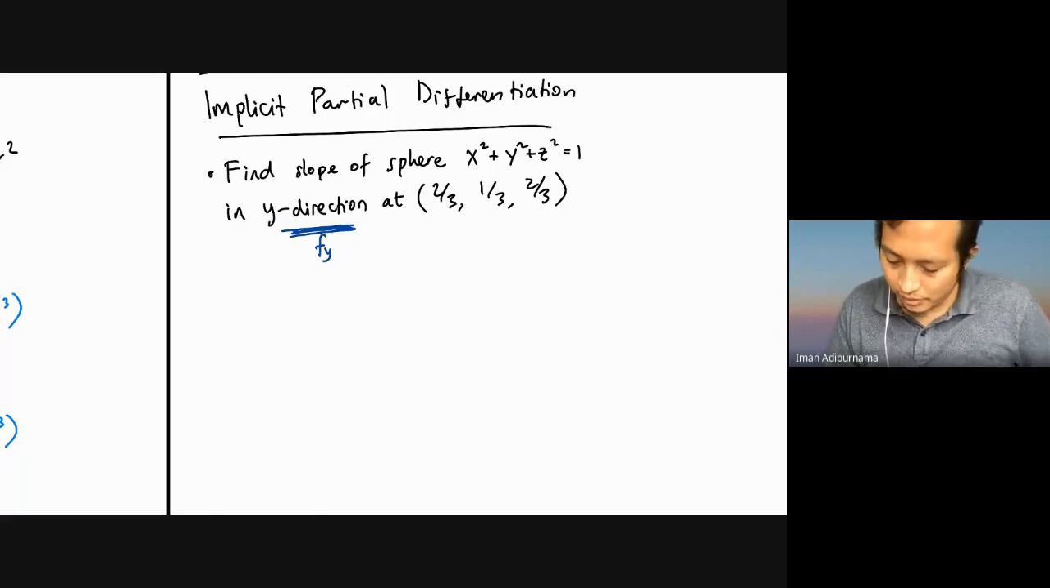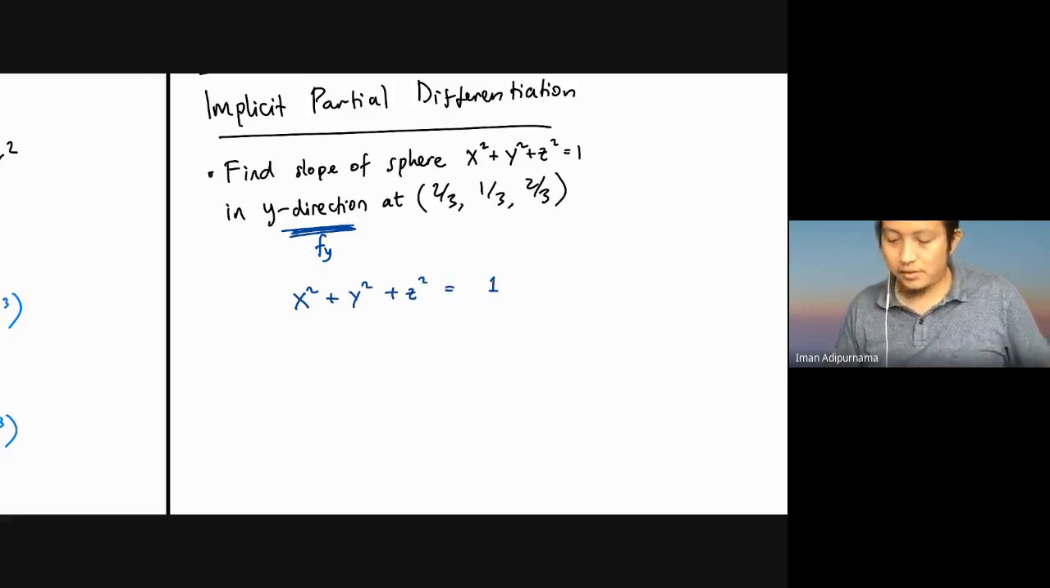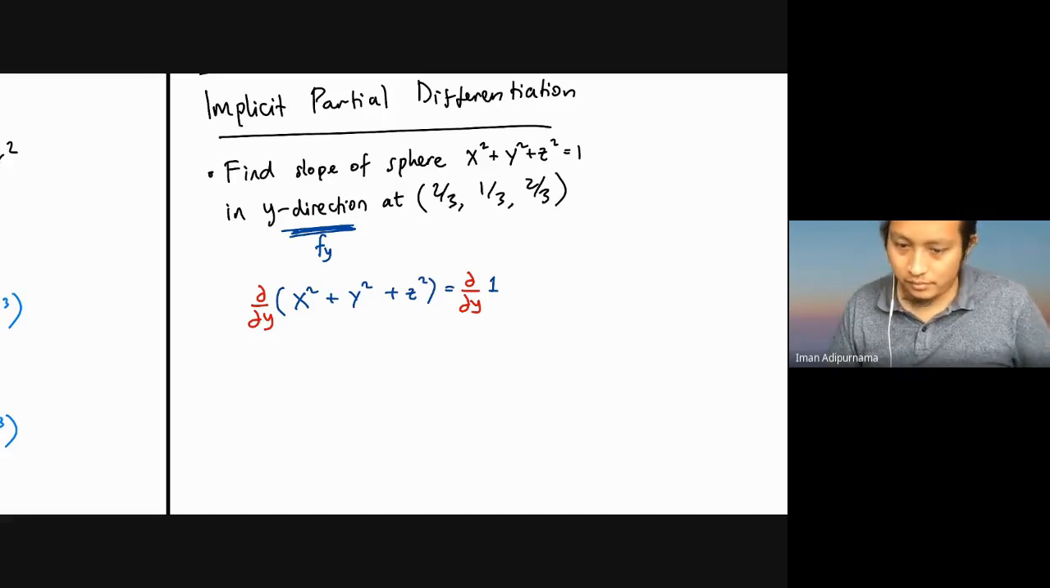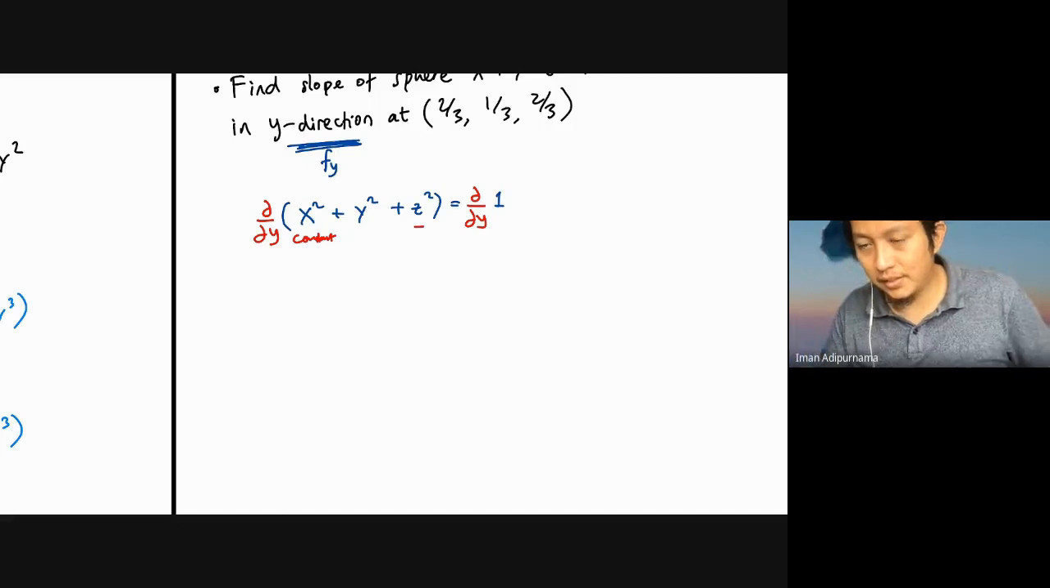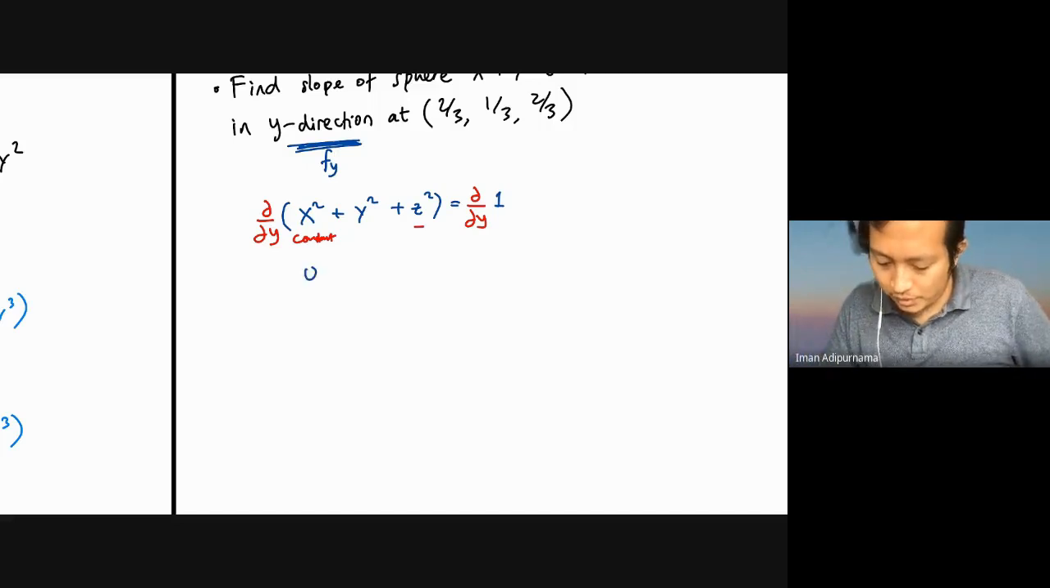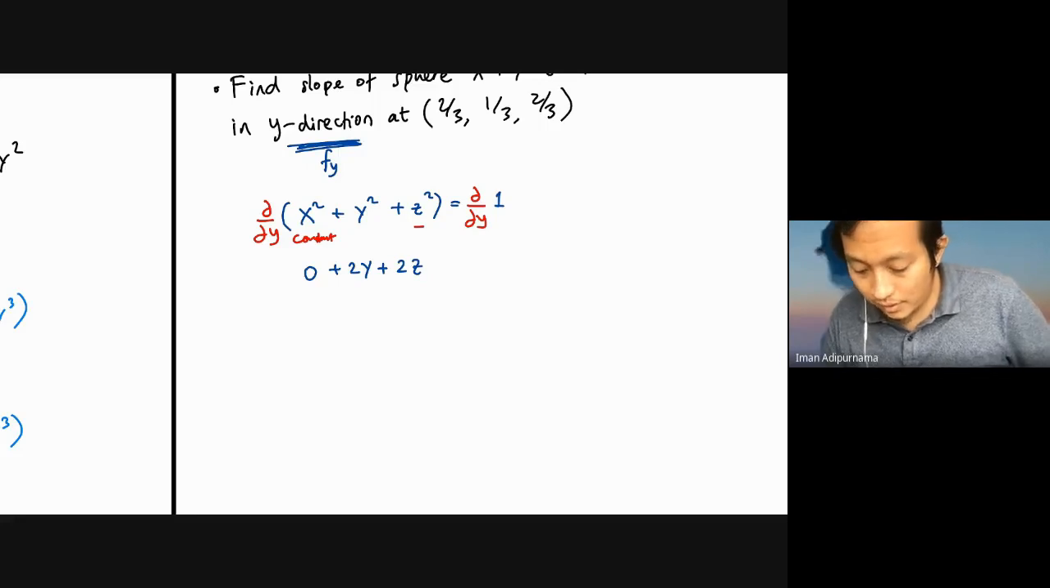Okay, so here's the deal. Let's write the sphere equation, and then we are doing partial here. What we are going to do is letting x be a constant, so this will be a constant. And z, we are treating implicitly. Let me write here. So x becomes 0, plus 2y, and plus 2z, and then we are treating it implicitly. So we differentiate z with respect to y.